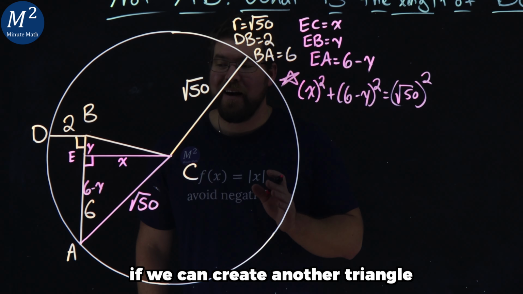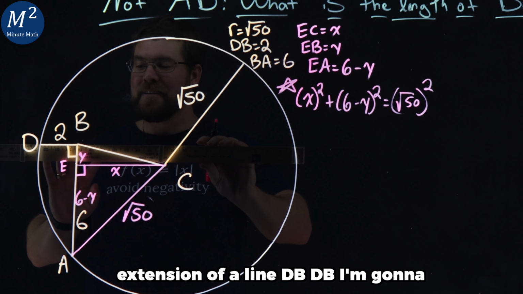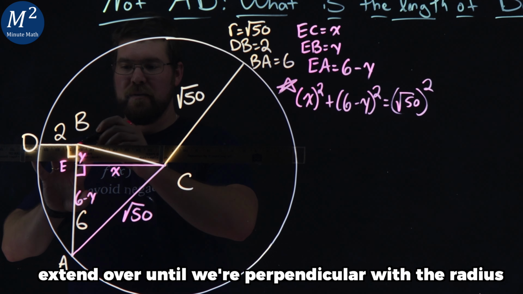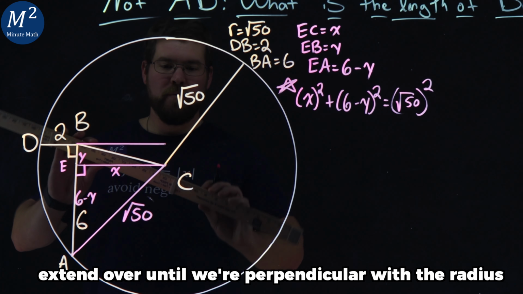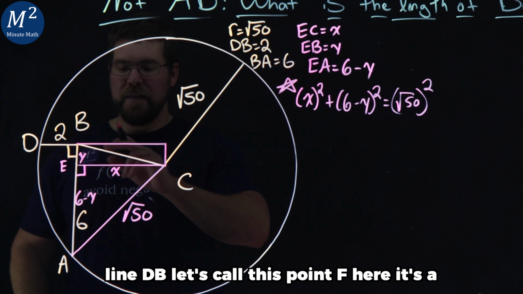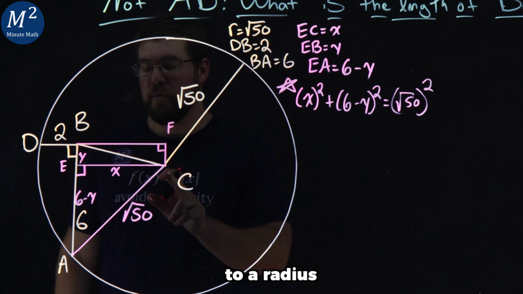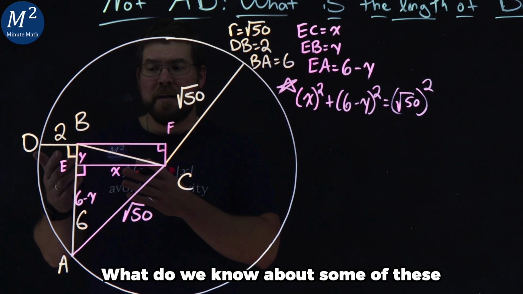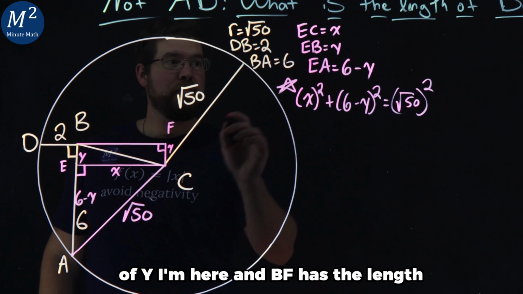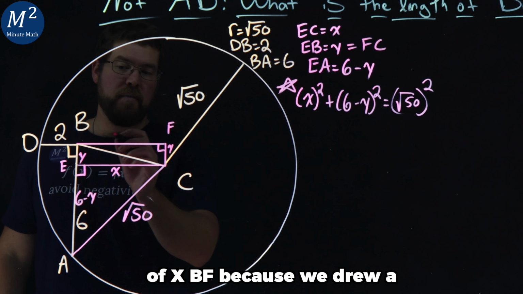Let's see if we can create another triangle. I am going to now draw an extension of the line DB. DB, I'm going to extend over until we're perpendicular with the radius, and I'm going to go down here. So I'm extending line DB, let's call this point F here. It's a right angle as designed and goes right to our radius. Well, what do we know about some of these missing sides? FC also has a length of Y, right here, and BF has a length of X.